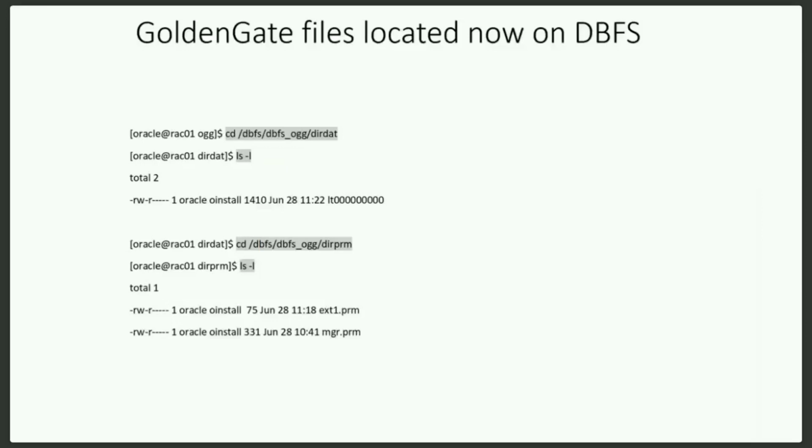GoldenGate files now are located on dbfs. If I go to my dirdat directory under my dbfs file system, there's a directory called dirdat. Remember, I've created symbolic links to this directory. So now, if I connect to any of my rac nodes and go to the local GoldenGate directory under dirdat, because it's a symbolic link to the dbfs file system, I'll be able to see the files from rac1 as well as from rac2. Similar to dirdat, another very important shared directory is the directory that holds the parameter files, or dirprm.